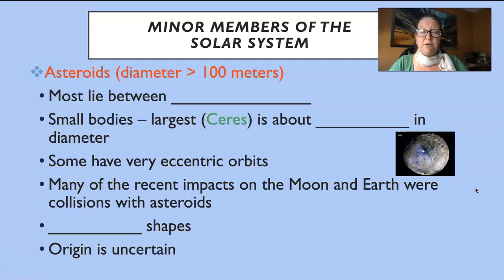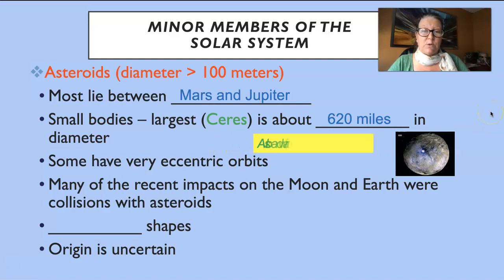They're greater than 100 meters in diameter, and that's about the same size as a football field. Most of them, as I mentioned, lie in the asteroid belt between Mars and Jupiter. They're not very large. The largest one is about 620 miles in diameter. This is a picture of it, and it's called Ceres, and it's actually been now classified as a dwarf planet. And we'll talk about what that means near the end of this video.